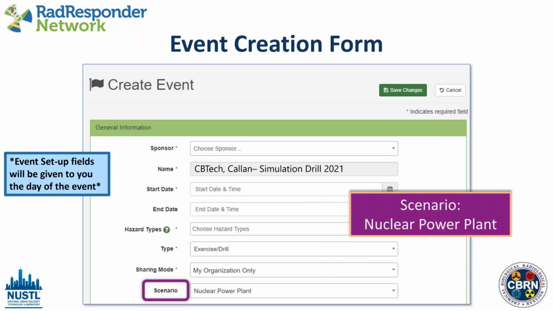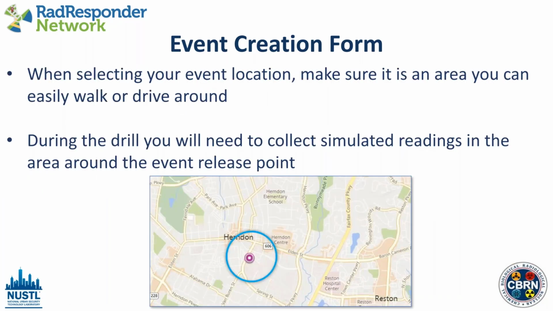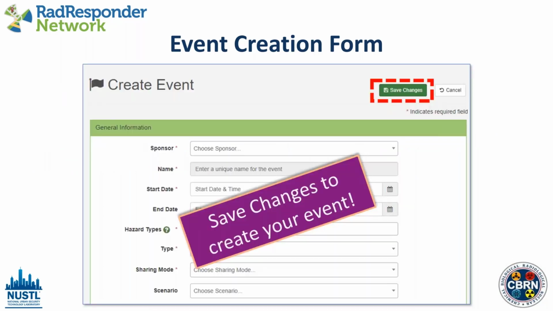And the scenario is going to be a nuclear power plant. So again, this will all be given to you in the drill guidance. No need to remember or write this down now. As for the release point of the event, you want to make sure that you are selecting a location near yourself where you are that day. And this is because you want to make sure it's in a location that you can easily walk around in or quickly drive around to if you need to. We are going to be asking you all during that drill guidance to collect some simulated readings around the area of the event. And then once you have filled out those fields, you want to make sure you save that event.